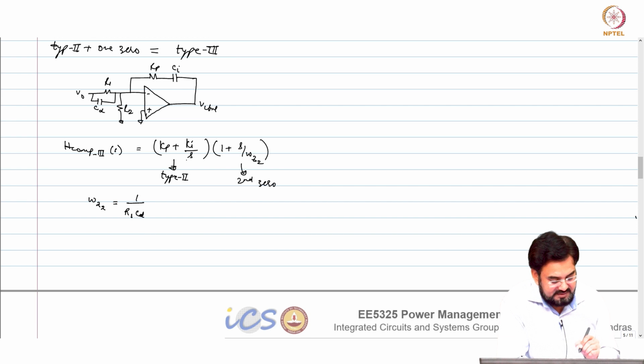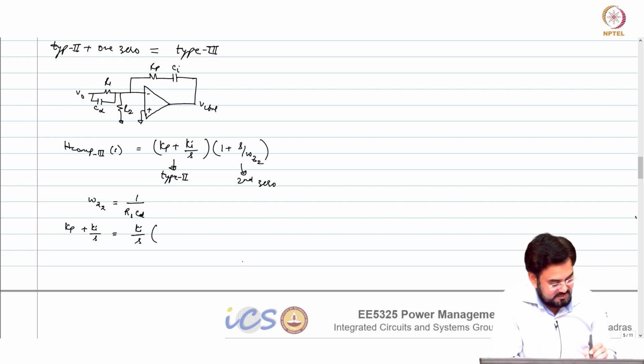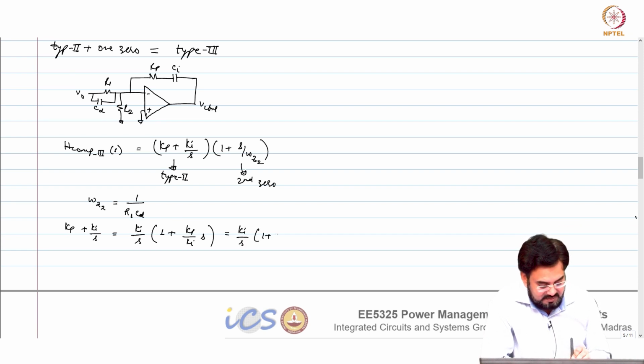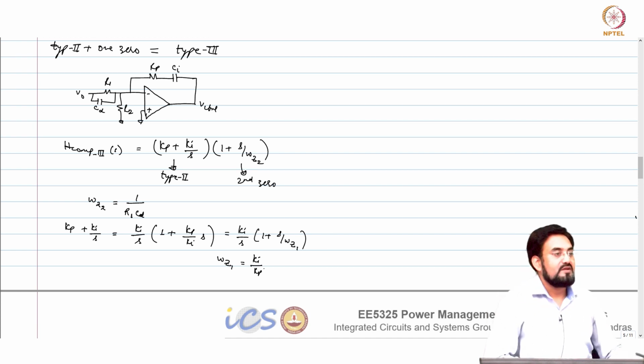So can I write this Kp plus Ki over S equal to Ki over S into 1 plus S over omega Z1, where omega Z1 is nothing but Ki over Kp. Okay.